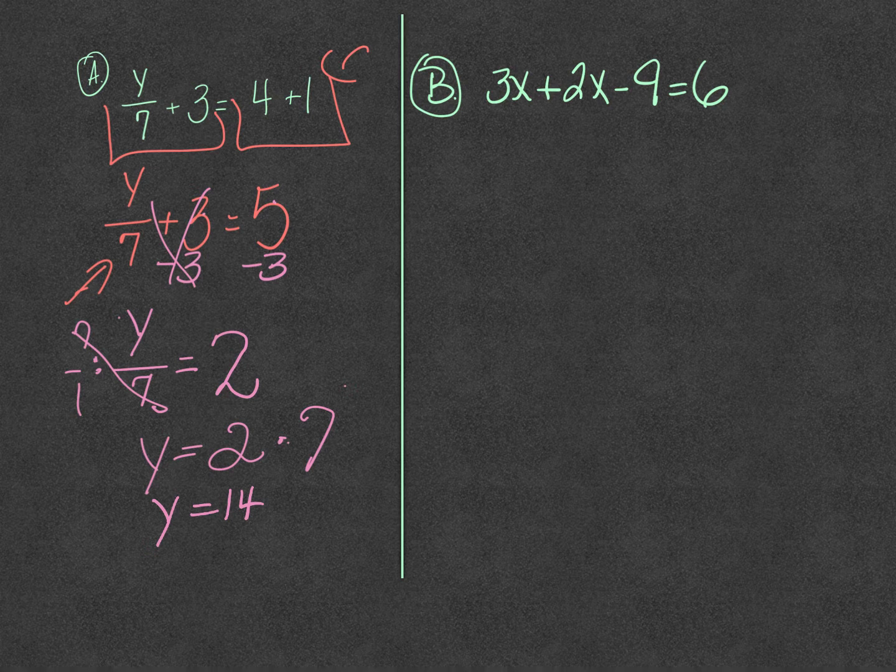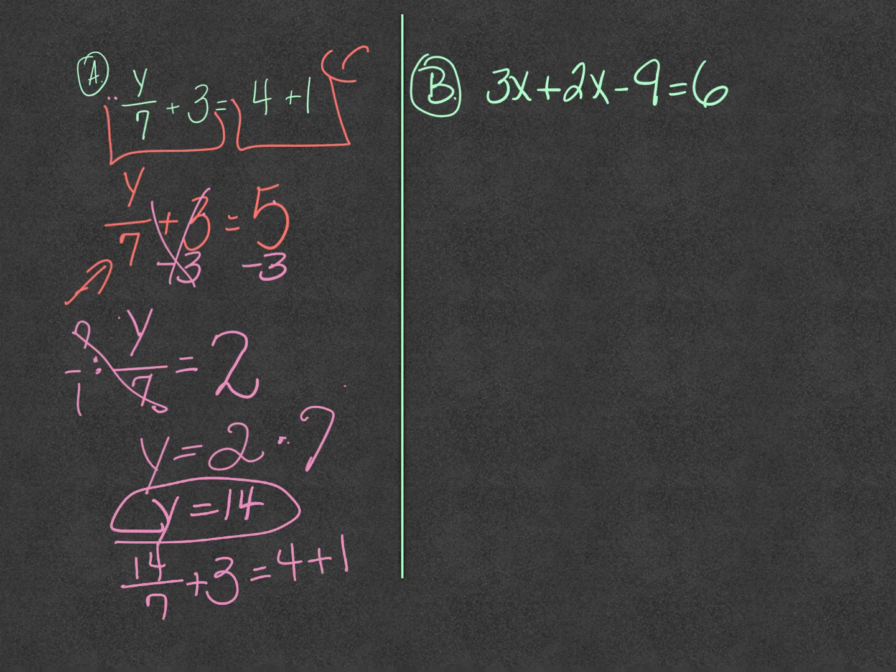Now, I'm going to show you how to check your answer. You already know that, but we're going to do that again. So we know that y is 14. So I'm going to take this equation, and I'm going to put y, which is 14 over 7 plus 3 equals 4 plus 1. 14 divided by 7 is 2. So 2 plus 3 equals 4 plus 1, and they both equal 5, and that checks correct.